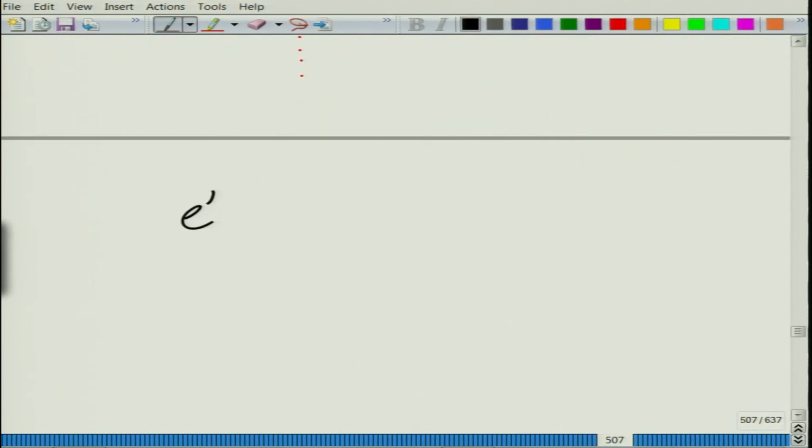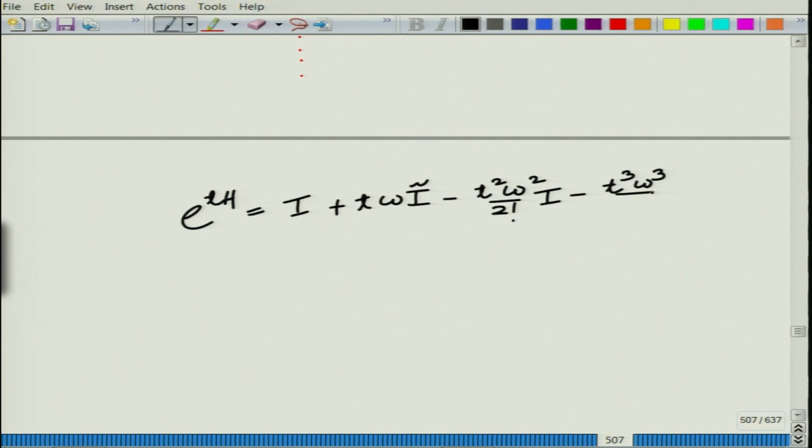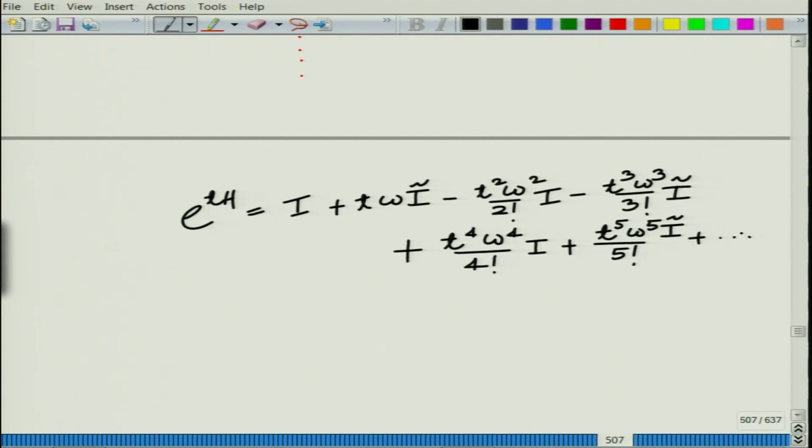And now substituting this, you get e raised to the power of t h equals I plus t h, which is t omega I tilde, plus t square h square, which is minus t square omega square by 2 factorial into I, plus t cube h raised to the power of 3, which is minus t cube omega cube by 3 factorial into I tilde, plus t 4 omega 4 by 4 factorial into I, plus t 5 omega raised to the power of 5 divided by 5 factorial into I tilde, and so on.